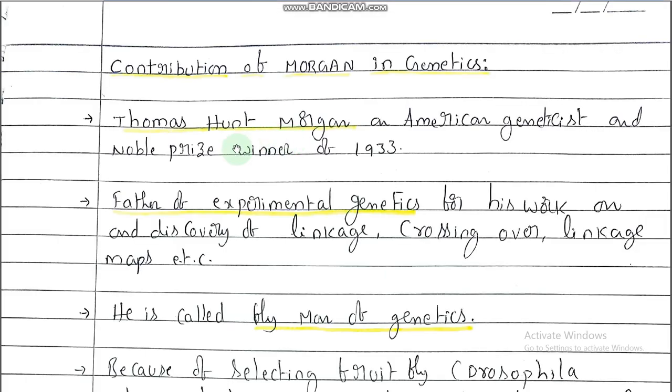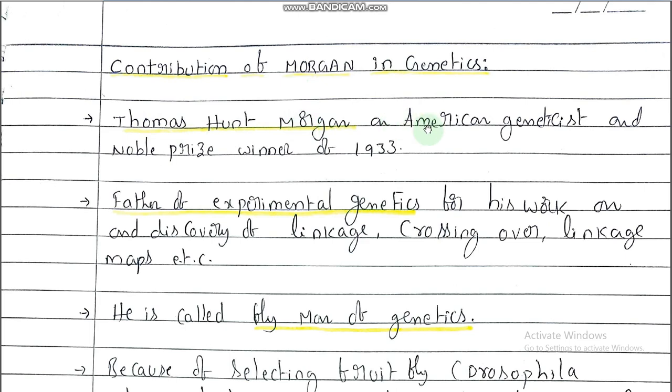Experimental verification of the chromosomal theory of inheritance was done by Thomas Hunt Morgan. Thomas Hunt Morgan did the experimental verification of the chromosomal theory of inheritance, which was proposed by Sutton and Boveri. So, the contribution of Morgan in genetics.